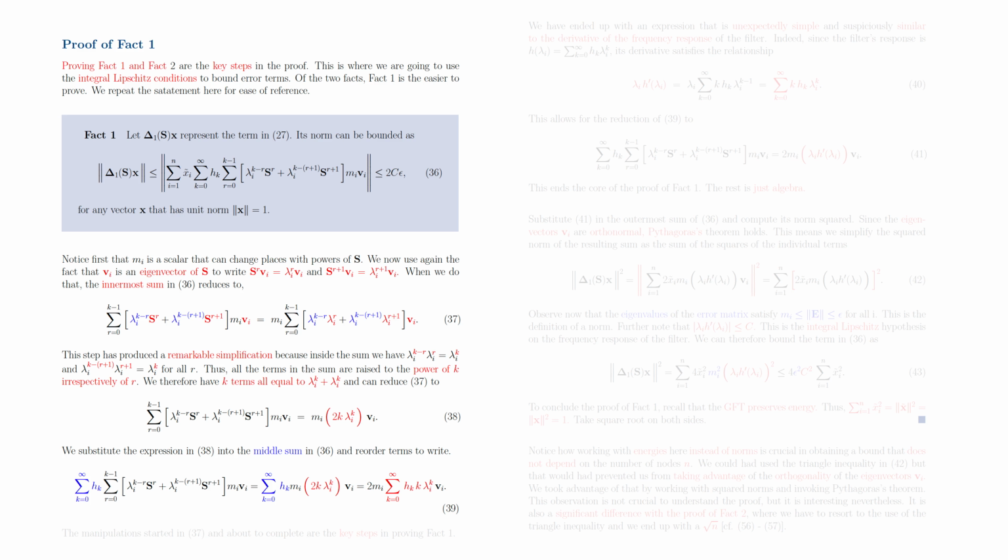We can now substitute the expression in 38 back into the middle sum in 36, the one that is over indexes k associated with different filter coefficients h_k. This substitution is implemented in the first equality in 39. We then reorder terms to obtain the second equality in 39. We pull the factors 2 and m_i, which do not depend on the summation index, as common factors. The manipulations we started in 37 and are about to complete are the key steps in the proof of fact 1.